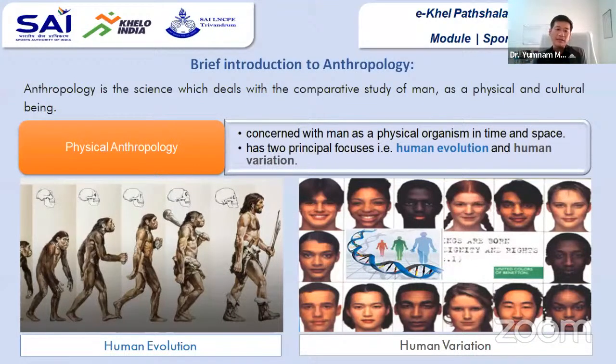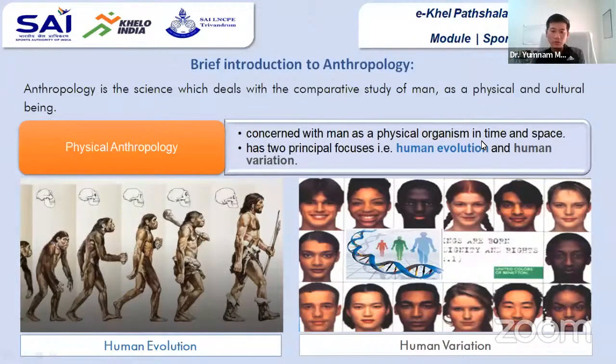In that, one is physical anthropology, which is mostly concerned with man as a physical organism in time and space. According to time and space, what men are doing. This physical anthropology has two principles, and they are mostly focused on two aspects.